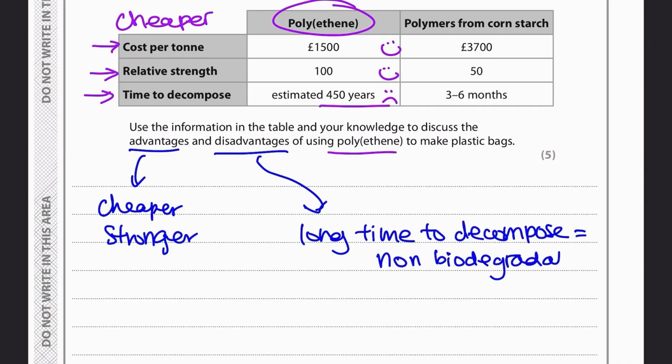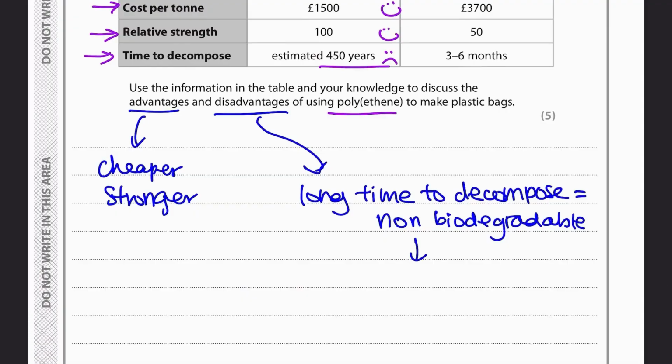Non-biodegradable means it does not decompose when you try to get rid of it, and that's not good for the environment. And why is that bad? It is a problem, difficult to dispose because it will just build up in the landfills, right? It would take up lots of landfill space because it does not degrade.